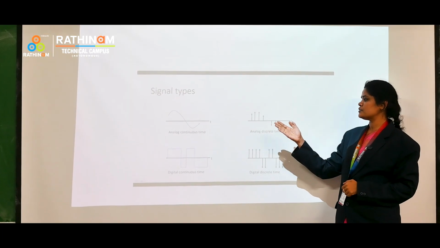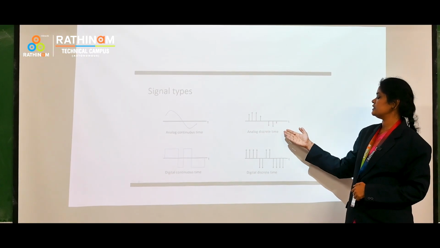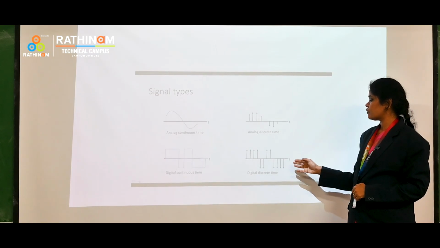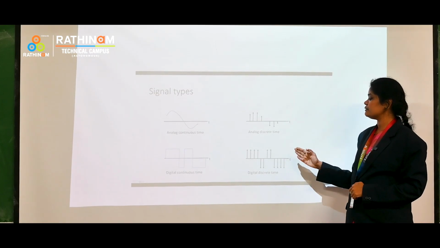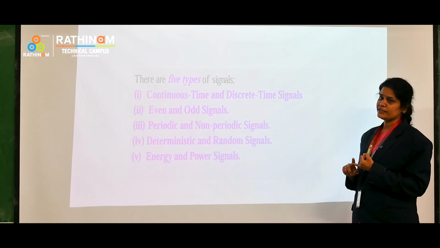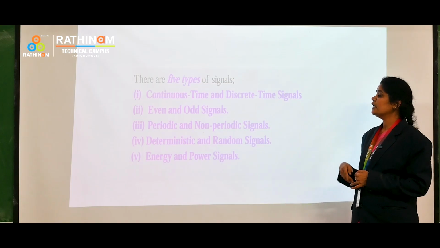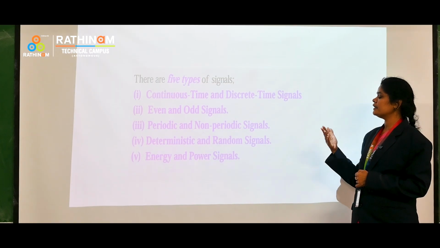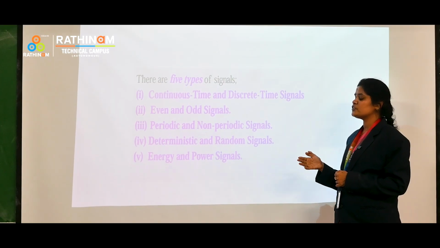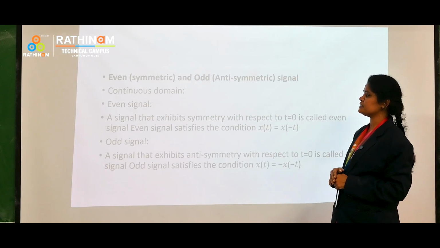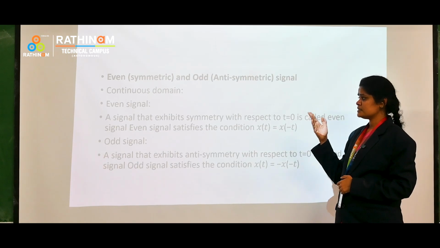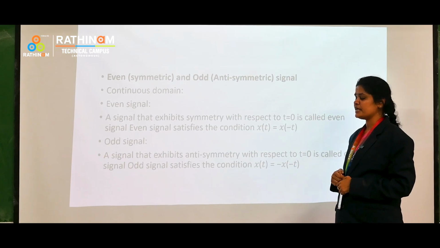So the first is analog continuous time signal, second is analog which is discrete in time, third one is digital continuous time signal, and fourth one is digital discrete time signal. So classifications of signals: continuous time signal and discrete time signal, even and odd signal, periodic and non-periodic signal, deterministic and random signals, energy and power signals. We have already seen continuous time domain and discrete domain signals. Then second we will see even signal and odd signal.